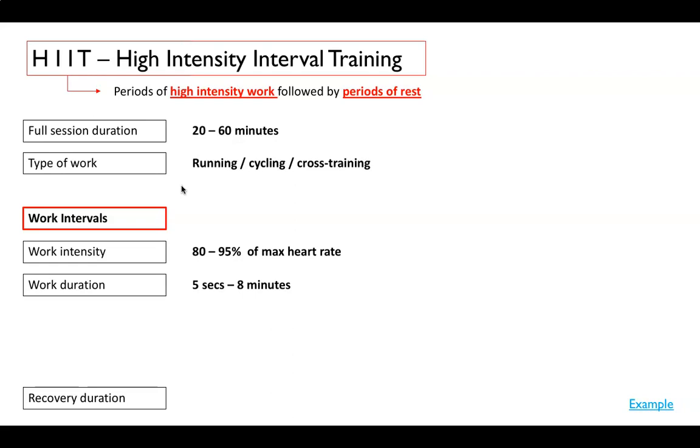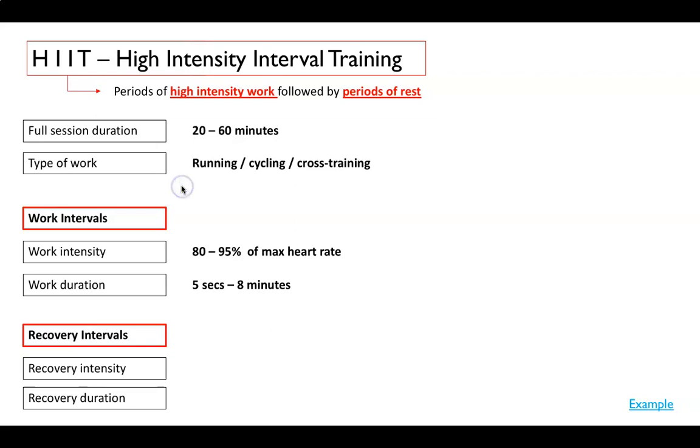So let's say we are doing a period of high intensity work at 80 to 95% of our heart rate max, and we are working for 4 minutes. We need to follow this with a period of rest. So the period of rest, the recovery intervals, have to be an intensity of 40 to 50% of our heart rate max, and the duration is a 1-to-1 work relief ratio. What this 1-to-1 work relief ratio means is if I work for 4 minutes, I have to rest for 4 minutes. If I worked for 8 minutes, I would rest for 8 minutes. If I worked for 30 seconds, I would rest for 30 seconds. It is a 1-to-1. So periods of high intensity work followed by periods of rest.